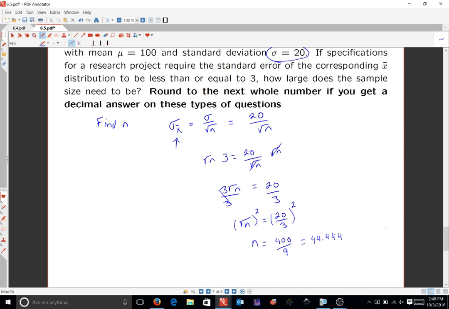Now, look what I put in bold here. It says round to the next whole number if you get a decimal answer. So we're going to use n is equal to 45. Don't round down because it's less than 0.5. Round to the next whole number. Rounding up always ensures you will have your standard error less than or equal to your requirements. If you round down, you might make your standard error bigger. So always round up. N equals 45 in this case.